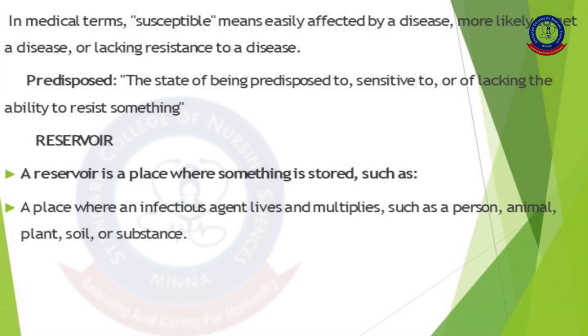Then we have predisposed. Sometimes we refer to them as predisposing factors. Predisposed is a state of being predisposed to, sensitive. It either means sensitive to or lacking the ability to resist something. So you see there is a slight difference between predisposed and susceptibility. Susceptibility says you are weak to receive this. Predisposed is like you attract a certain condition to meet up with you.